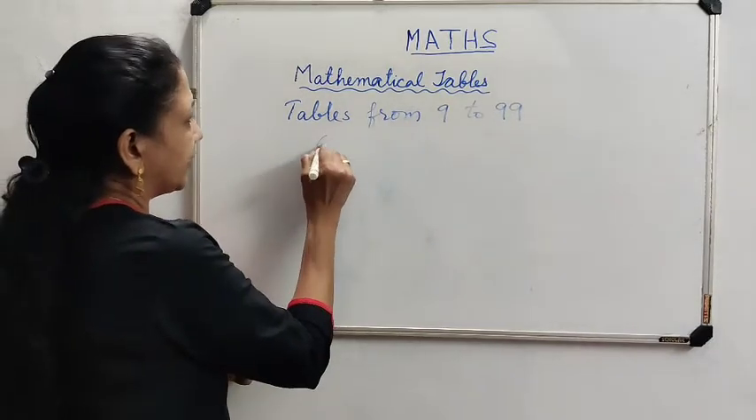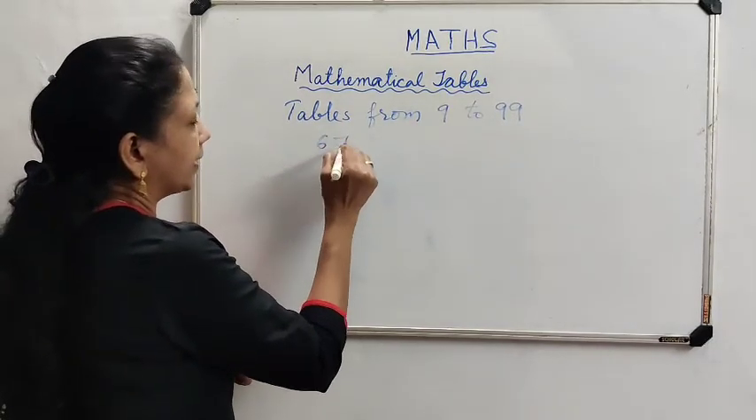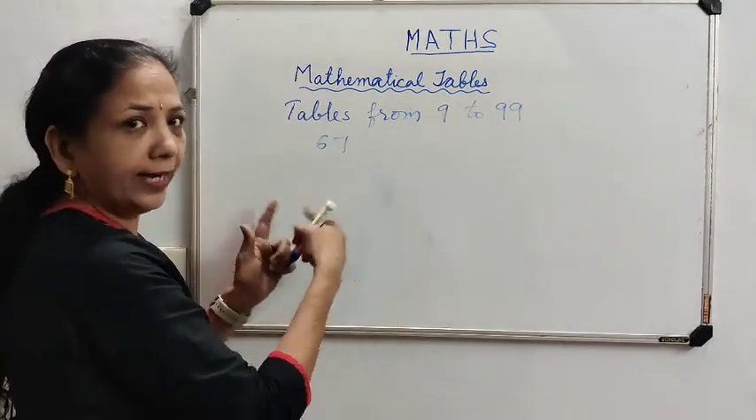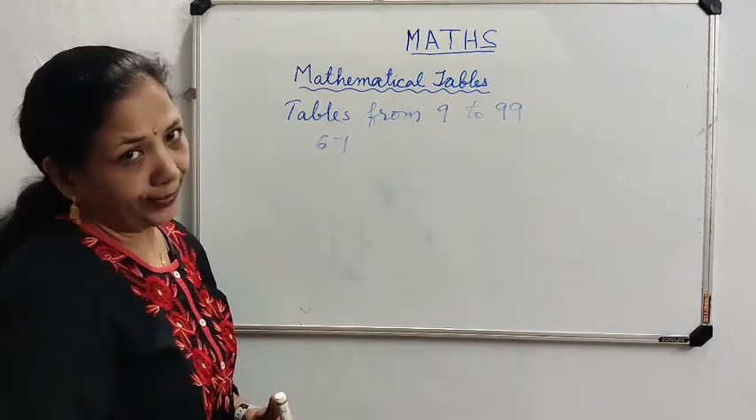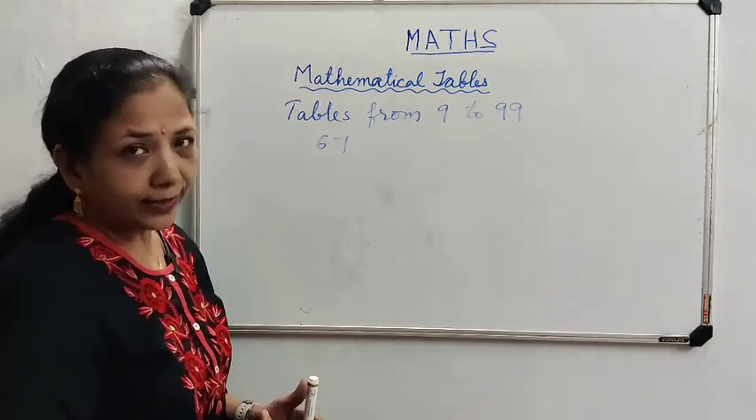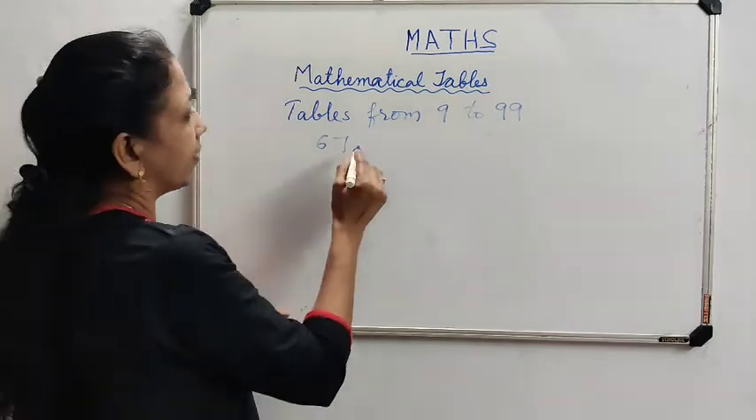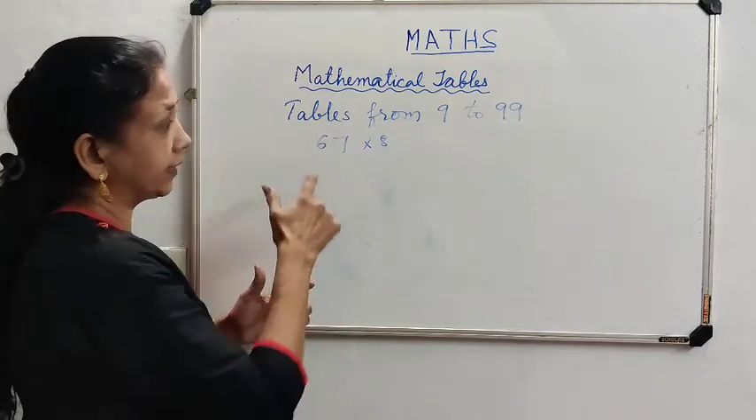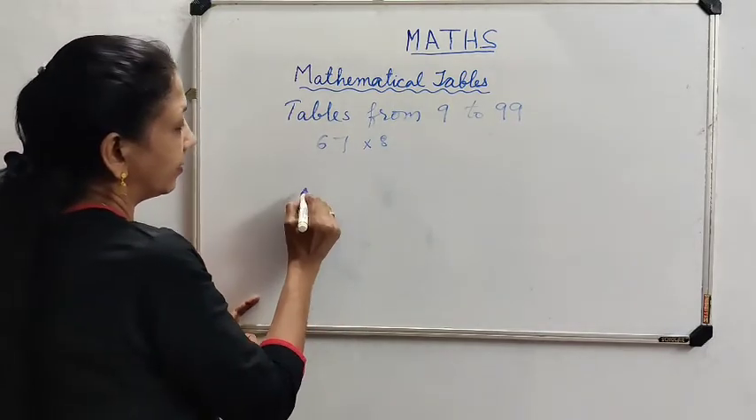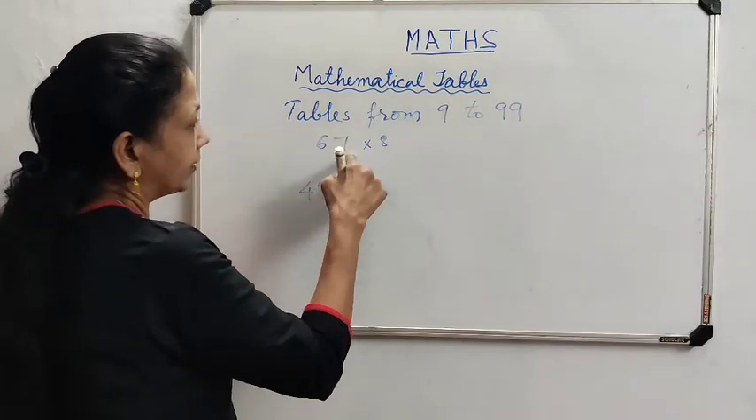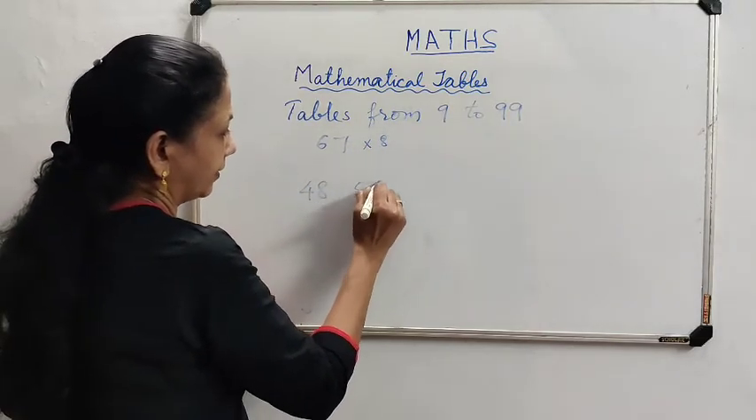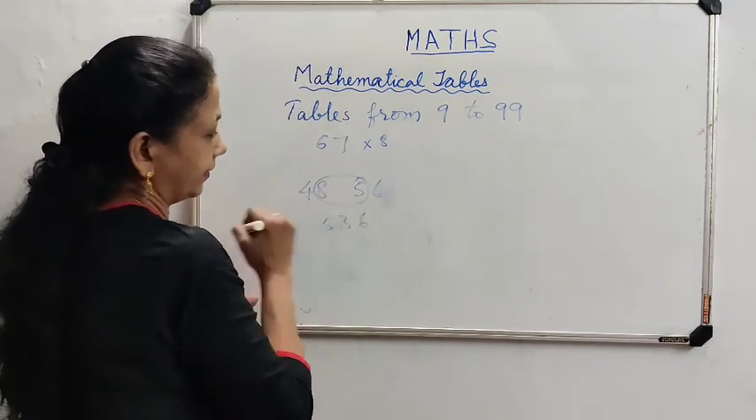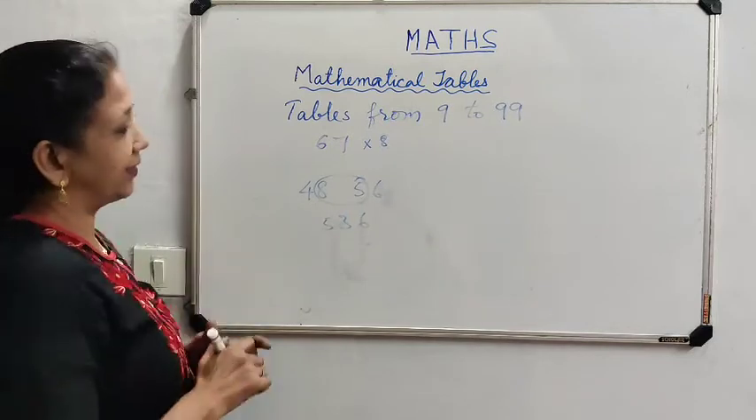Now 67. What is the table? For the 67 table, the 6 table, right, and the 7 table, right. Then the 2 digits are there. Join it. Got it? Like that you find out. 67 into 8, what will come? The 6 table: 6 8s are 48. 7 8s are 56. Now these two add. What will come? 536.